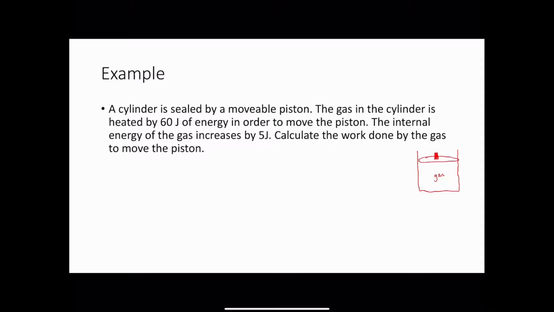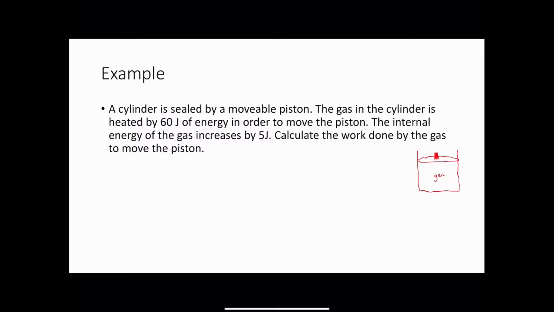If we say the gas in the cylinder is heated by 60 joules of energy in order to move the piston, and the internal energy of the gas increases by 5 joules, we can use our first law of thermodynamics to calculate the work done by the gas to move the piston. Okay, so in this instance, because we've got heat that's being input and the gas is doing work, we know that Q and W are both going to be positive.